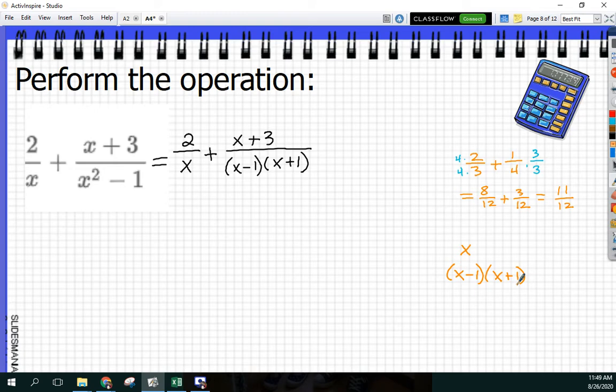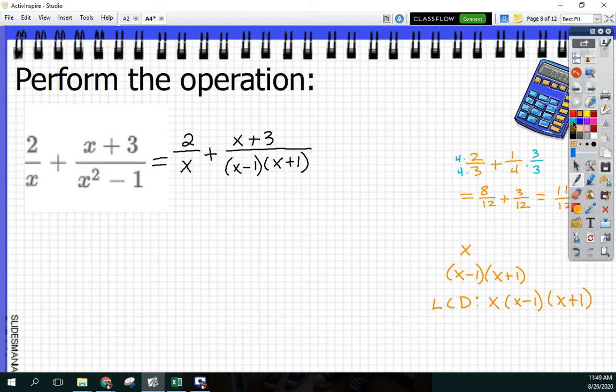If my two denominators share any factors, I only have to write that the least number of times. So if my second denominator also had an x, I would only have to include one x in my common denominator. However, in this case, they do not share any like terms or any like factors. So my least common denominator is just going to be x times x minus 1 times x plus 1.